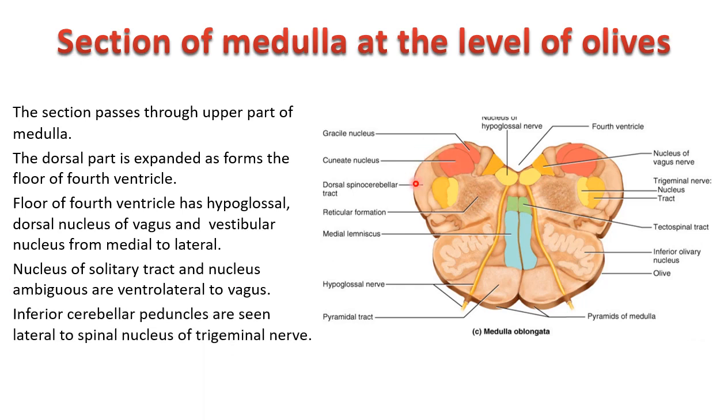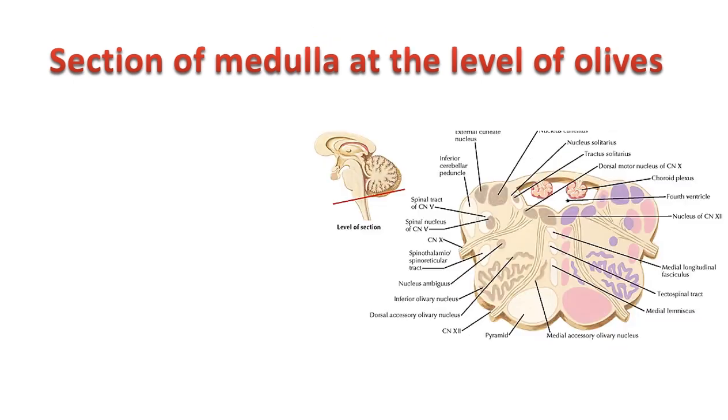Then inferior cerebellar peduncles. Now we are able to see the diverging, massive inferior cerebellar peduncles, and associated with this inferior cerebellar peduncle is your cochlear nucleus. So you will come across on the surface the inferior cerebellar peduncles, cochlear nucleus, and more anteriorly you see the spinal nucleus of trigeminal nerve. So cochlear nuclei are seen in relation to the inferior cerebellar peduncles. So you are able to see the section.